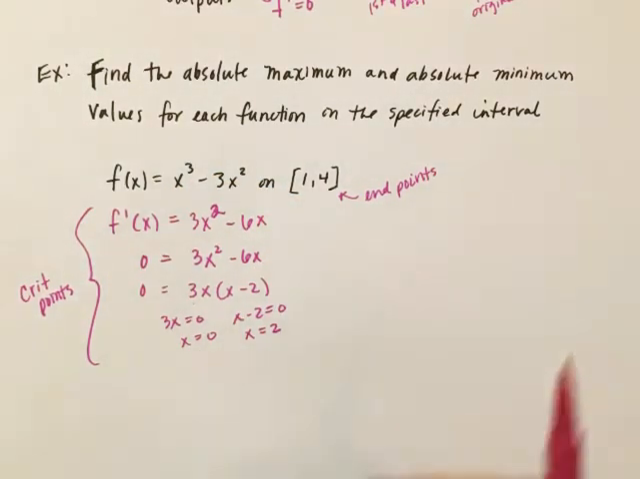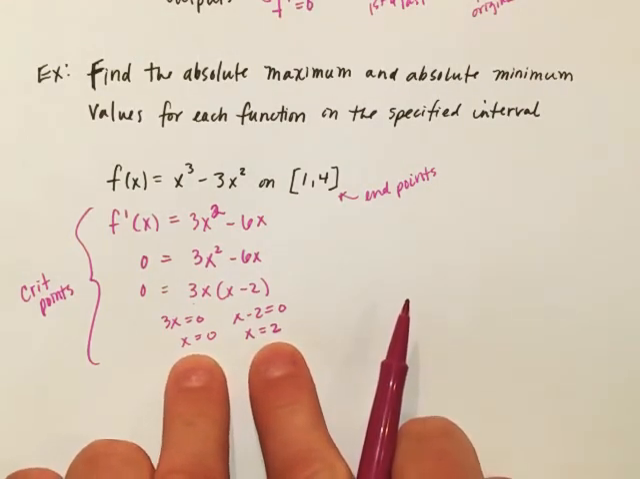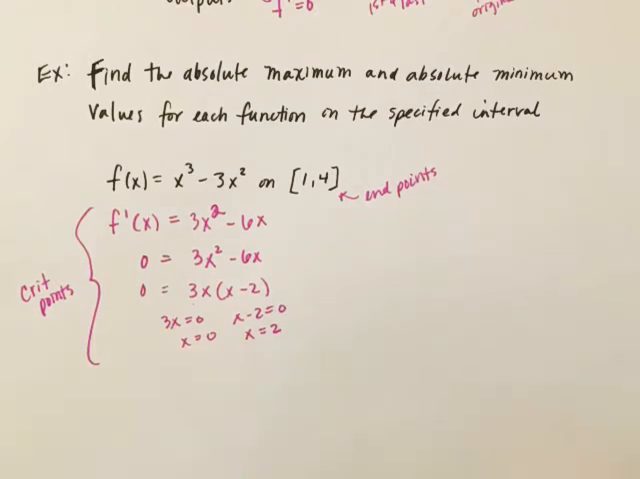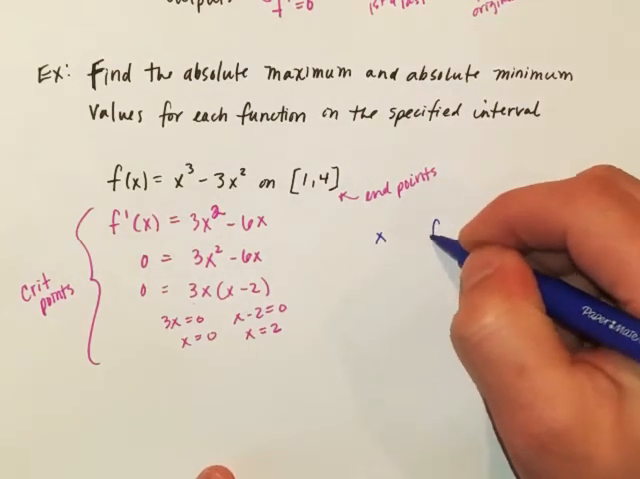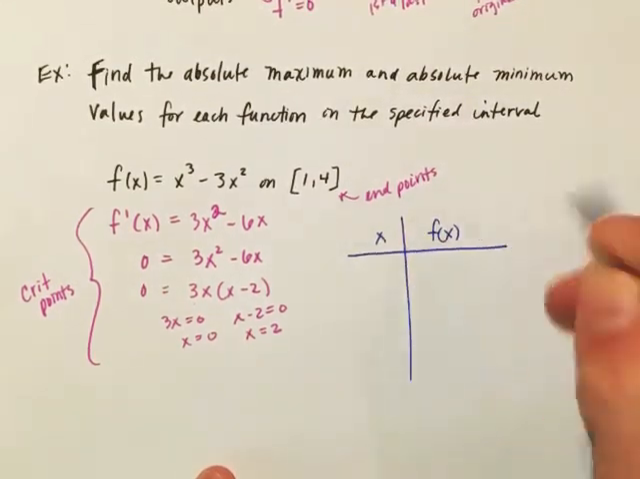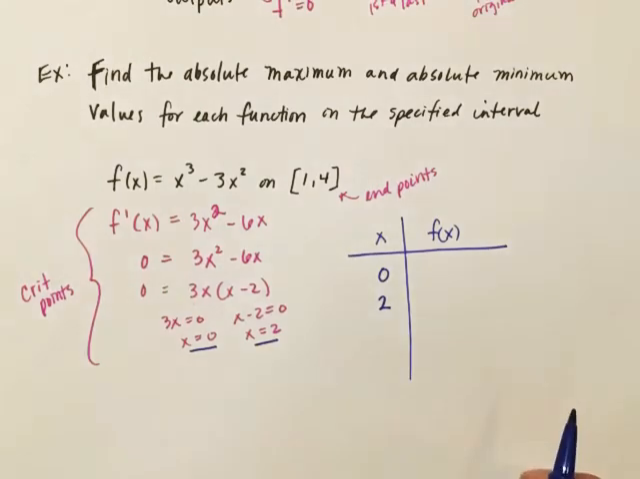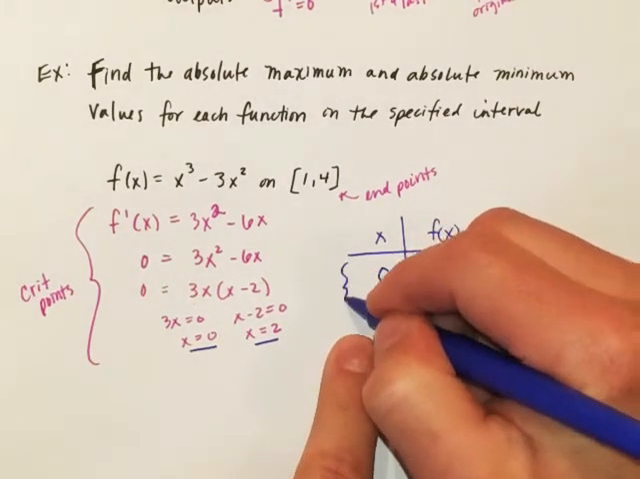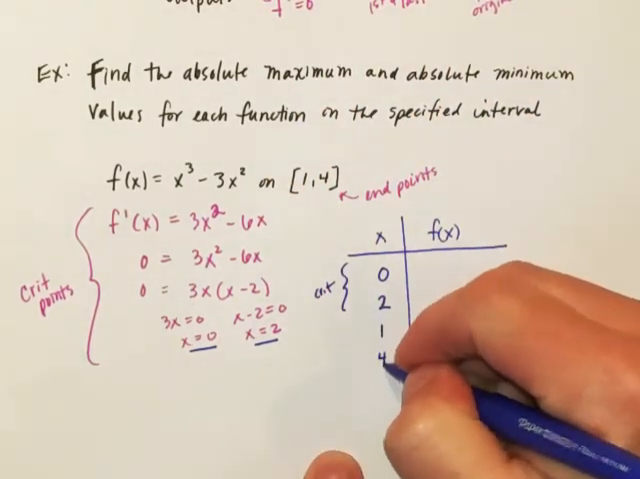Now normally with the first derivative test, we might check to see if things are increasing or decreasing. But really what we're going to do is just save these and see if by chance those end up being our absolute maximum and minimum. So now we're going to go off to the side and make a table. We've got x and f of x, and we'll show our calculations off to the side. The values that we're going to plug in are 0 and 2, which are our critical numbers, and 1 and 4, which are my endpoints.